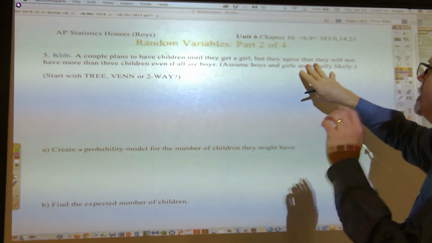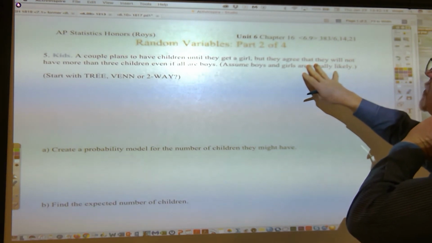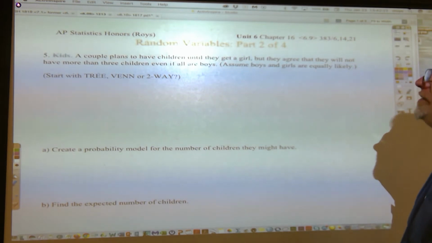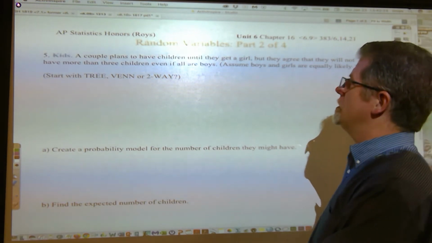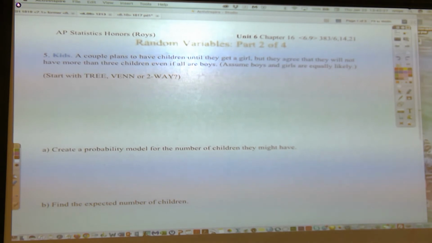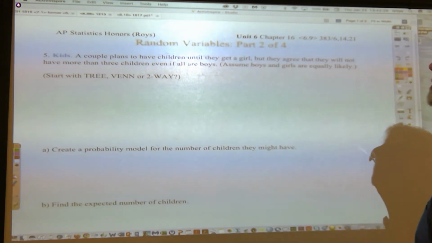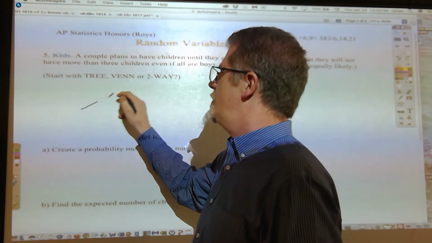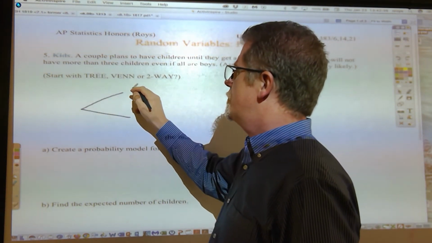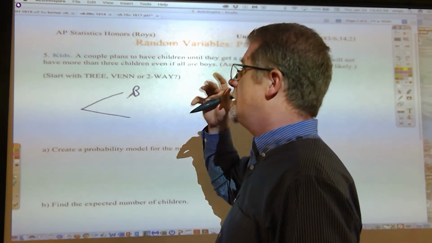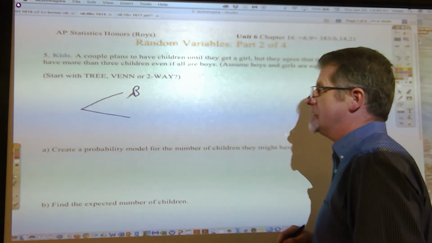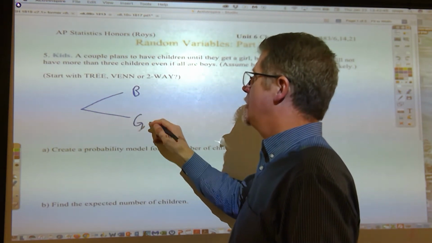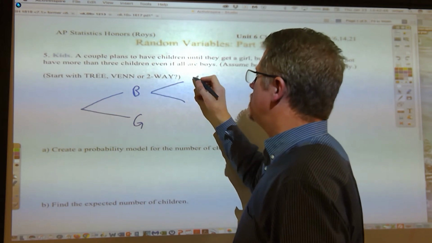But there's limits to this plan. They agree that they will not have more than 3 children, assuming they're actually in control of all this, even if all are boys. So they're willing to give up on the dream of having a girl if they end up with 3 boys. Let's do a sideways Venn diagram of the tree. So like for first birth, notice they're assuming that there's no infertility issues here. They will be able to actually give birth. So the first child is either a boy or girl. No childlessness going on here.